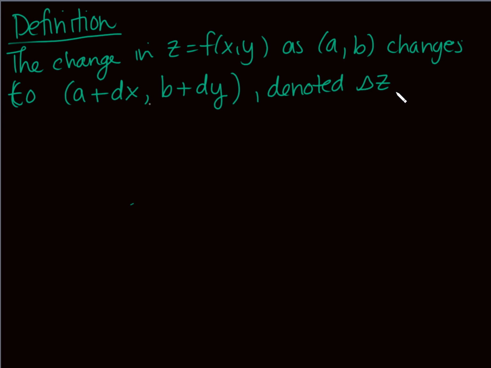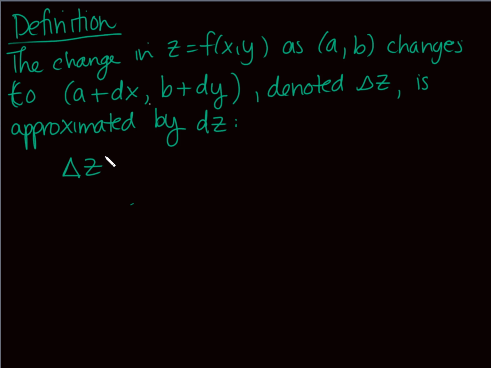So not the upside down triangle, delta z. This is approximated by the differential, and what we call that is dz. And here's what we got. So again, what is this showing? If I have z as some function, and I know its value at (a, b), what I want to know is what is the change in my function values if I just move a little bit away from a, and if I just move a little bit away from b? This is approximately what we call the differential.